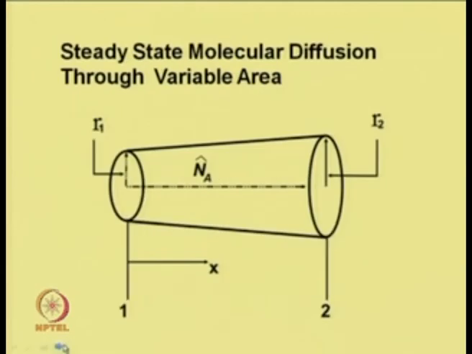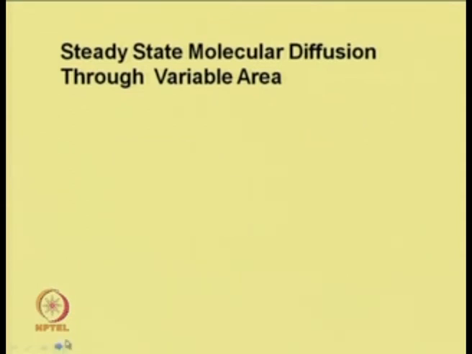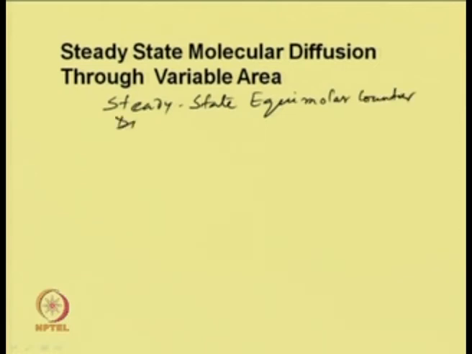Now, we will consider steady state molecular diffusion through another geometry, which is uniformly tapered, cylindrical in nature, and at point 1 the radius of the cylinder is R1, and at point 2 the radius is R2. In this case, we will consider steady state equimolar counter diffusion.